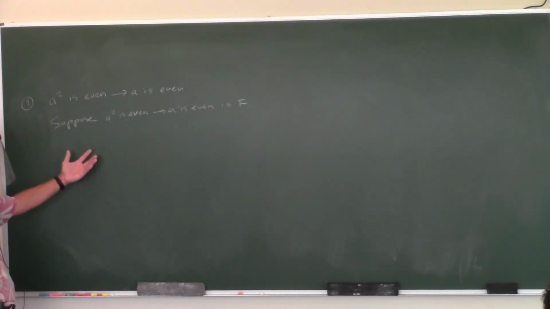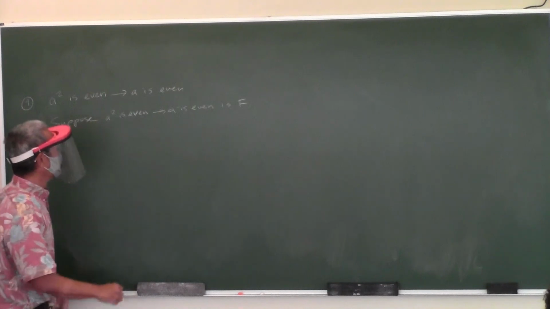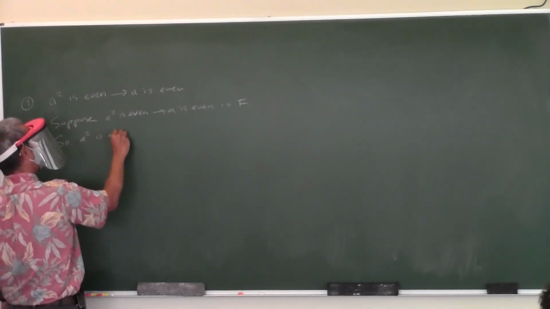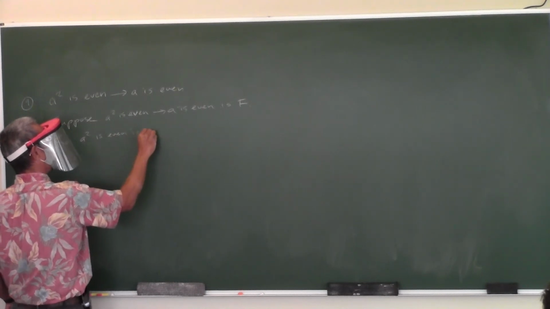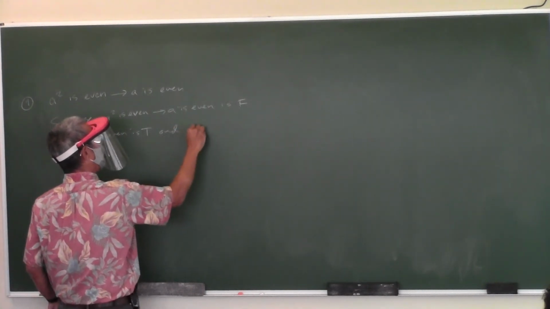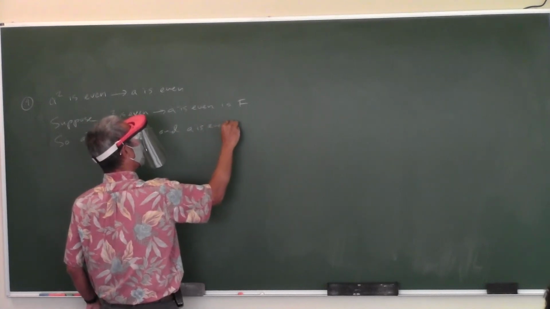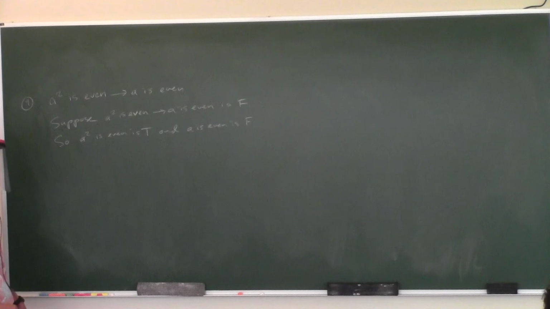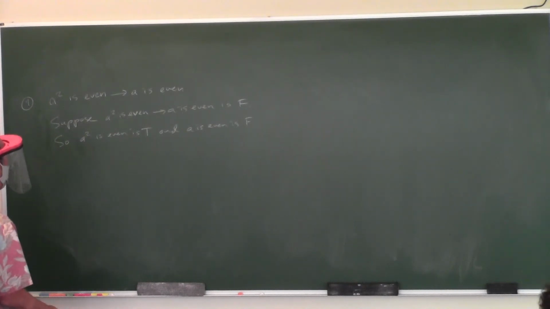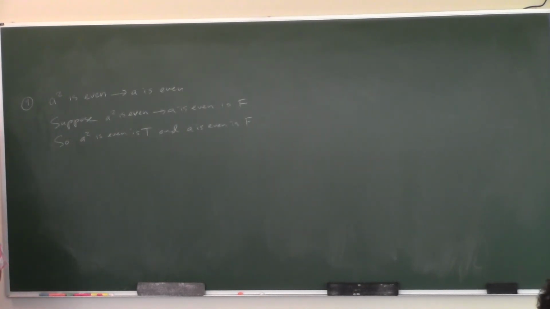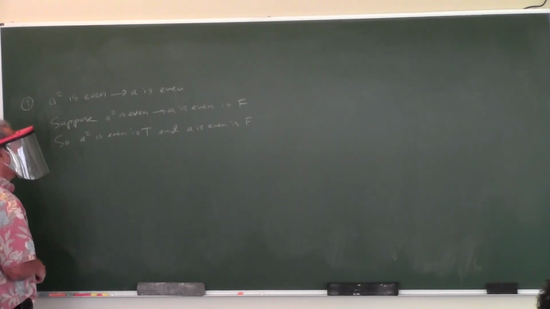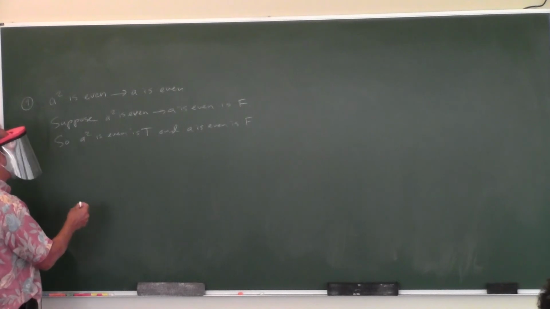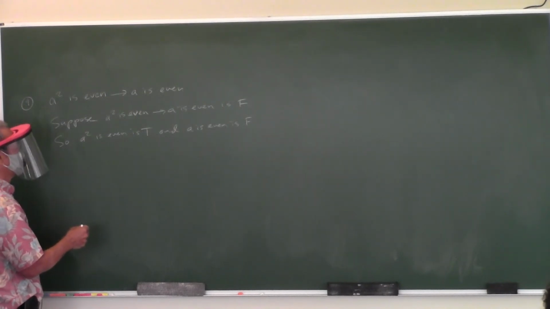So what does that mean? If a conditional statement is false, that means what? So a squared is even is true, and a is even is false, right? Because that's the only time a conditional statement is false. Okay, so what we gotta do is try to come up with a contradiction. Actually, we didn't even need to do that, but that's okay. Okay, so how do you want to work this? We have to get a contradiction here.